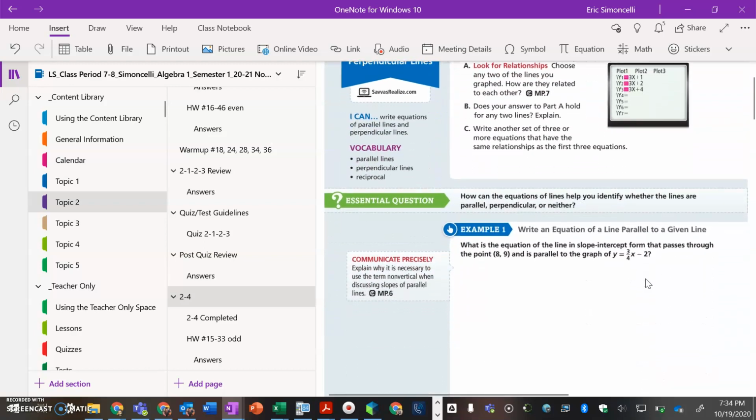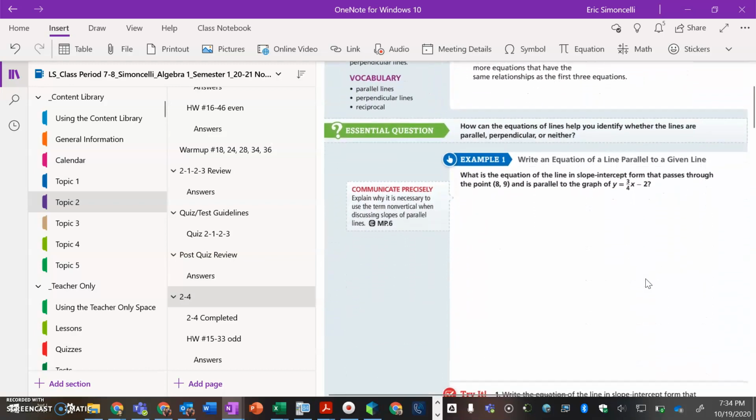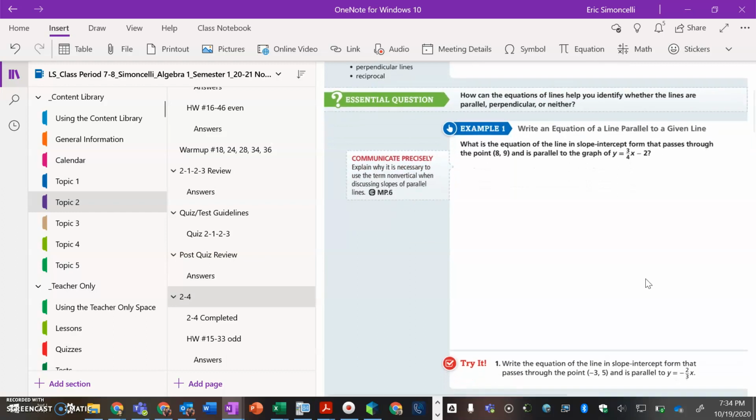Example 1: write an equation of a line parallel to a given line. What is the equation of the line in slope-intercept form that passes through the point (8, 9) and is parallel to the graph of y = 3/4 x - 2? So let's start our process.